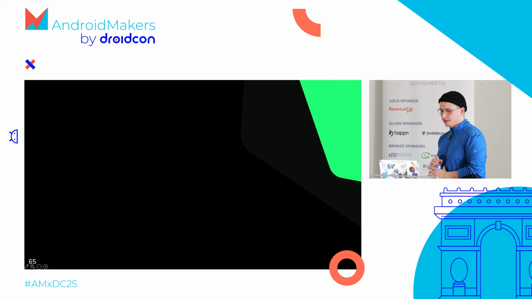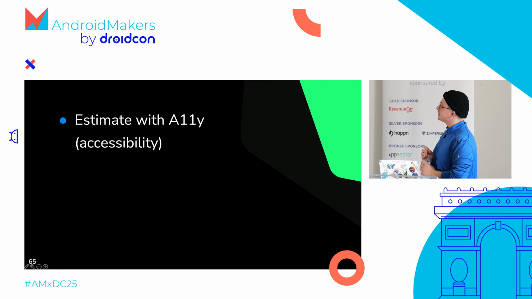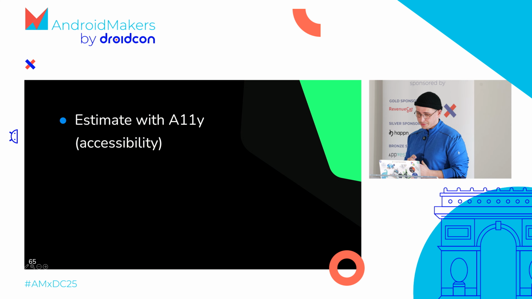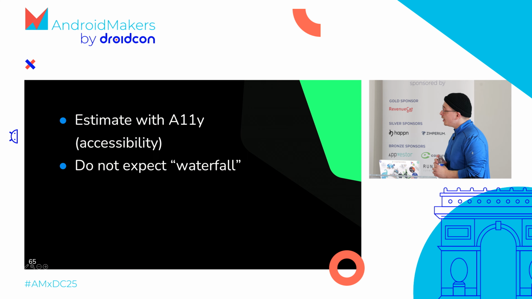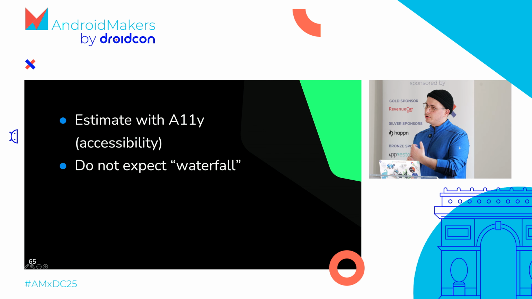Next time, when we estimate a ticket, try to include accessibility from the start. Trust me, retrofitting accessibility requirements is so much harder. Therefore, estimate with it from the start. Do not expect waterfall. Most of the things I showed here, you might think, oh, they come from design or product decisions, but you as a developer hold a lot of power and knowledge, and you know the best practices on your platform and about adaptive technologies.